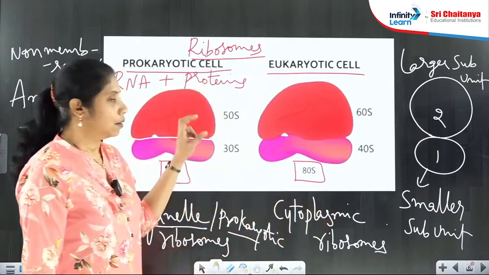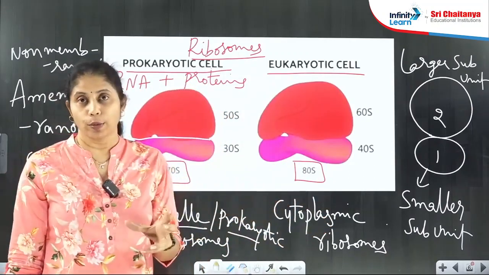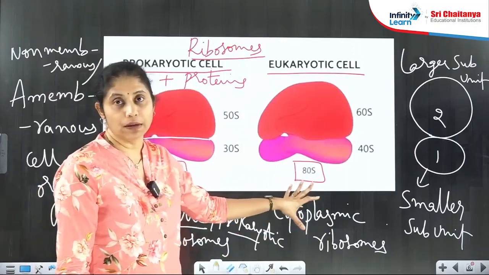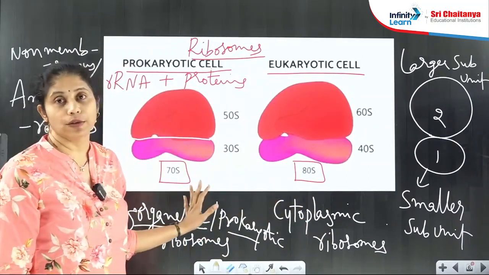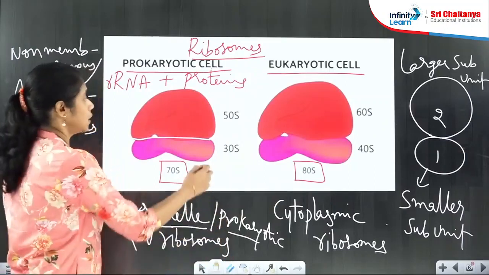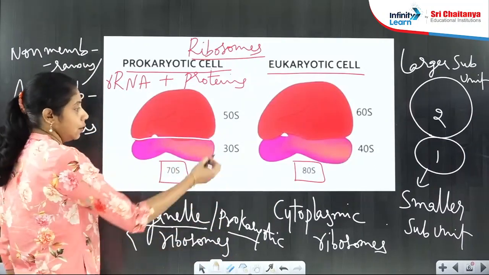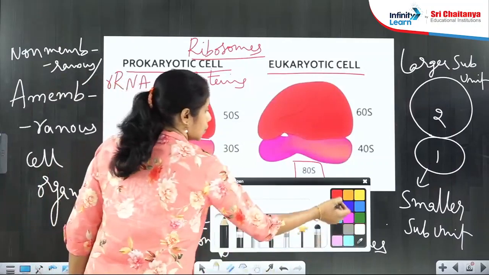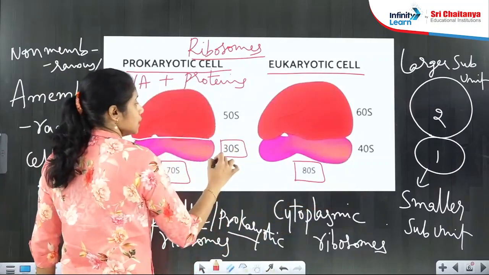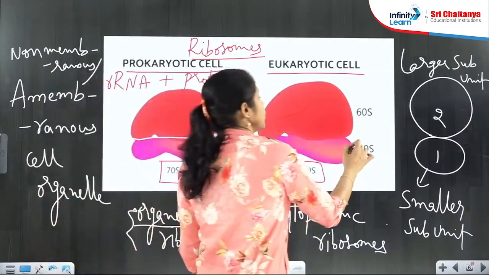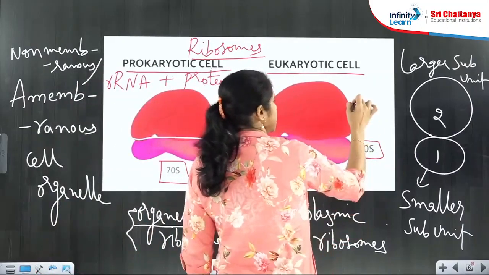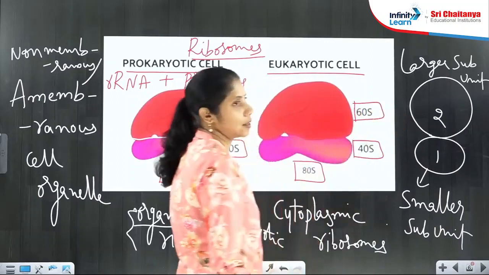So in the eukaryotes, particularly in the cytoplasm, 80S ribosomes are present, and in the prokaryotes, mitochondria and chloroplast, 70S ribosomes are present. Here, the smaller subunit in 70S is 30S and the larger subunit is 50S. The smaller subunit in 80S is 40S and the larger subunit is 60S.